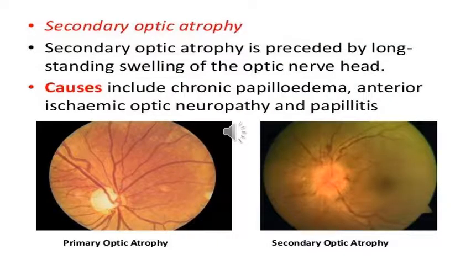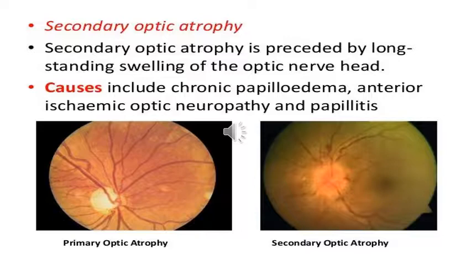The second type of optic atrophy is the secondary type. Secondary optic atrophy occurs when there is antecedent or previous swelling of the head of the optic nerve, unlike the primary one where the pathology is behind the optic nerve head in the retrolaminar portion. Here the optic nerve head is inflamed for multiple reasons. Could be chronic papilloedema, anterior ischemic optic neuropathy, or optic disc papillitis. Any of these, if it happens, will end up later on with secondary type optic atrophy.